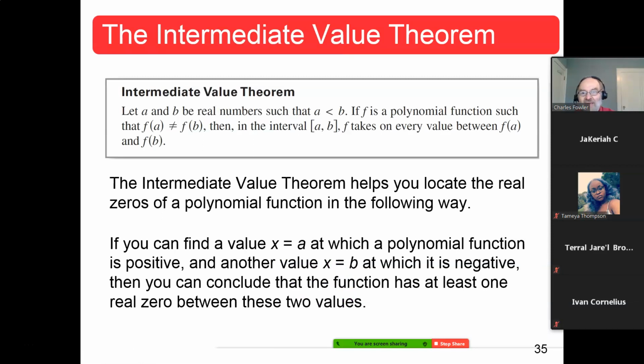So that helps you locate real zeros in the following way. If you can find the value x equal A at which a polynomial function, say, is positive, and then you find another value, x equal B, for which it is negative, that means somewhere in between, if it's positive here and negative here, you've got to have a zero somewhere in between.